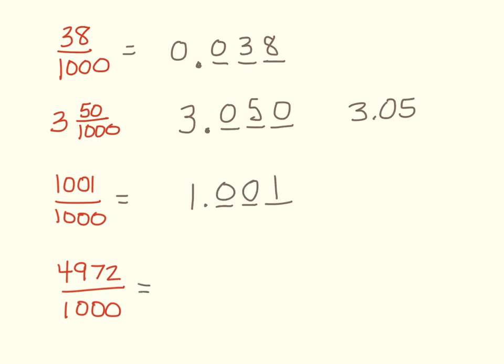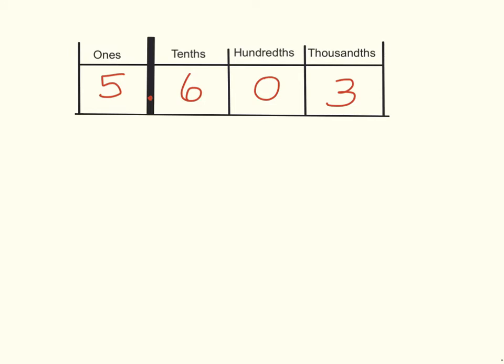And the last one, I have 4,000 divided by 1,000. That gives me 4 and 972 thousandths left over. We're going to write this number in expanded form 3 different ways. We'll start with number and word form.